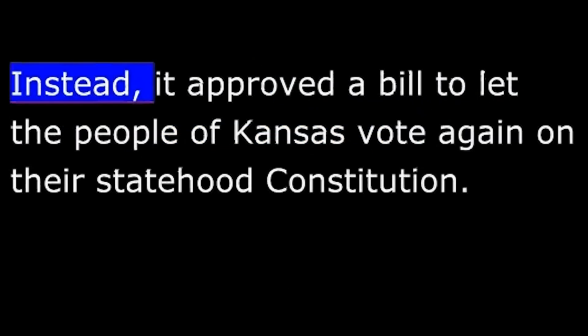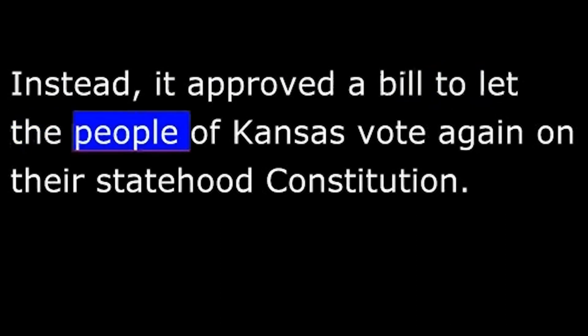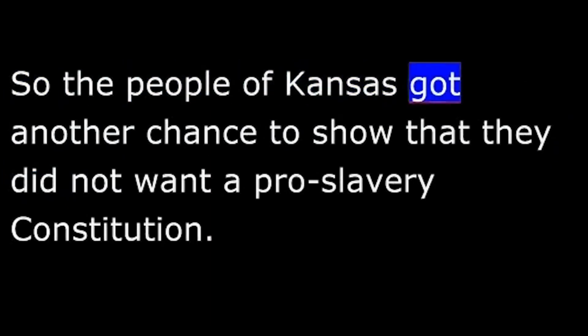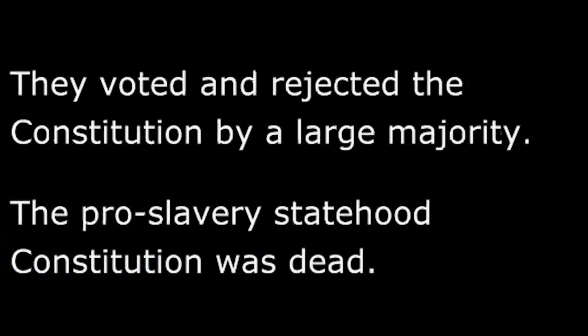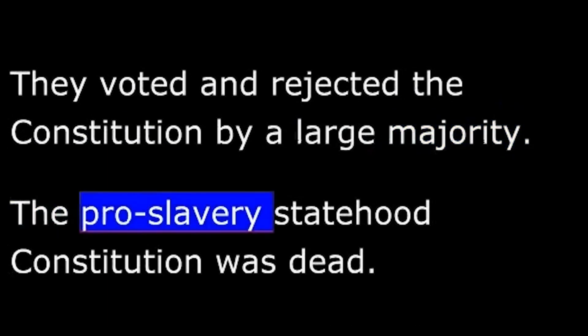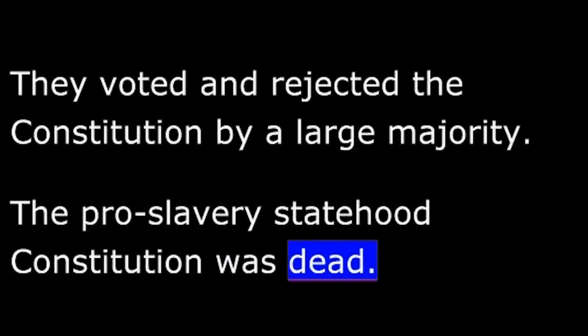The House of Representatives, however, rejected the bill. Instead, it approved a bill to let the people of Kansas vote again on their statehood constitution. The Senate approved a compromise version of this House bill. So the people of Kansas got another chance to show that they did not want a pro-slavery constitution. They voted and rejected the Constitution by a large majority. The pro-slavery statehood constitution was dead. Kansas would continue as a territory for a few more years, but there would be no further attempt to make it a slave state.